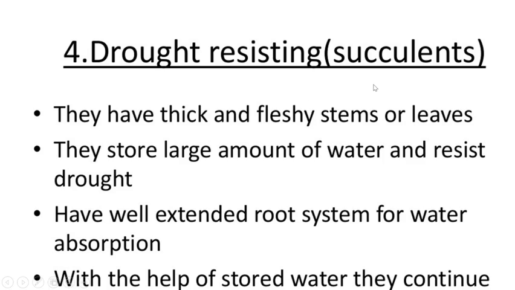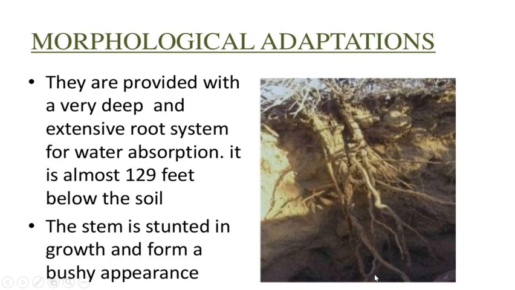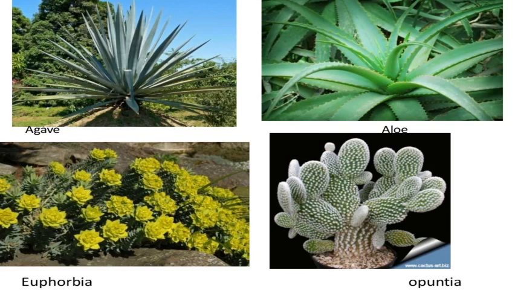They accumulate a large amount of water and resist drought. They have a well-extended root system for water absorption. And with the help of stored water, they continue their growth. Examples: agave, euphorbia, aloe vera, opuntia, etc.